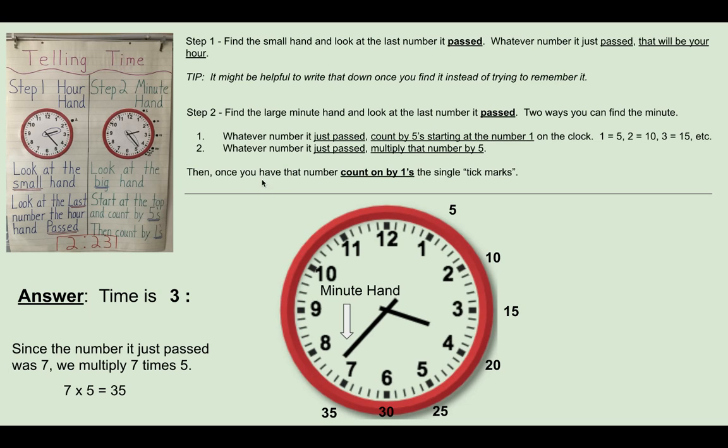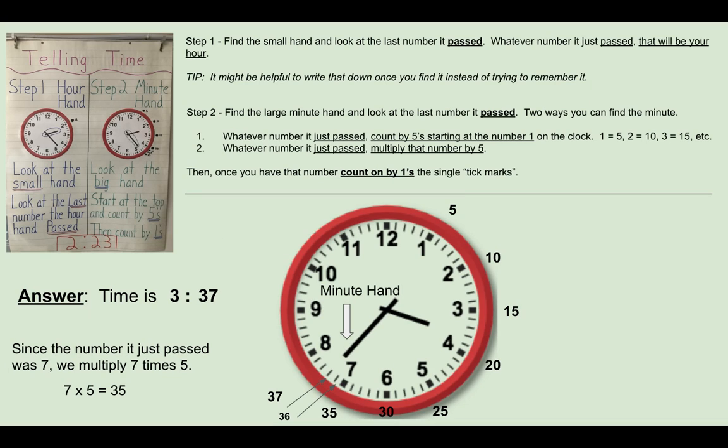Once we do that, we then count on from 35 by 1s with the single tick marks. So we would have 36 for that tick mark and 37 for that tick mark. And that is what the minute hand is pointing to. So our minute is 37. So our time is 3:37. All right, ready to try this on your own?